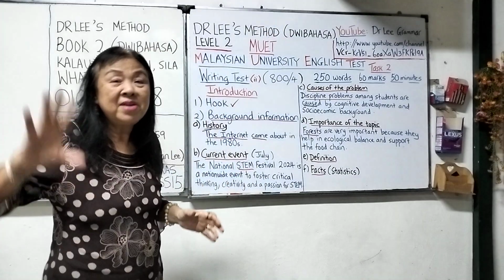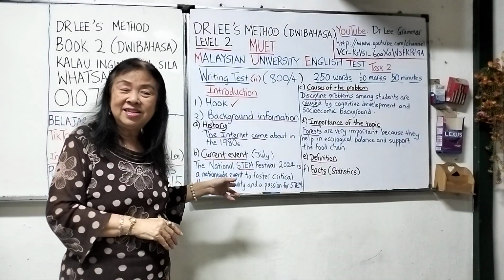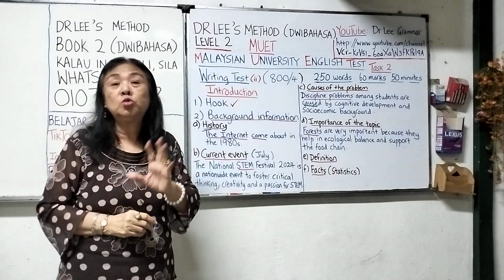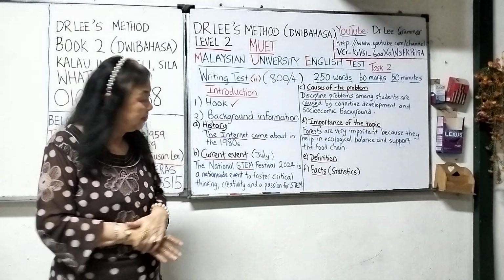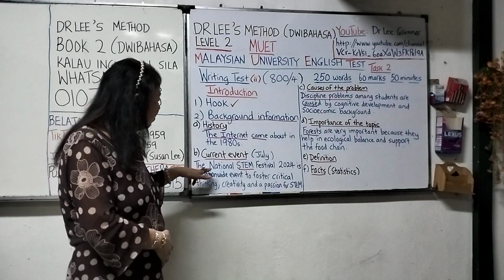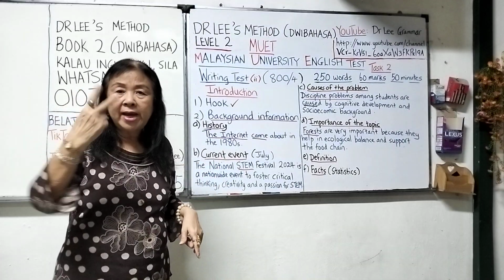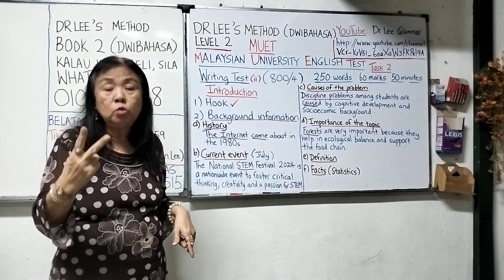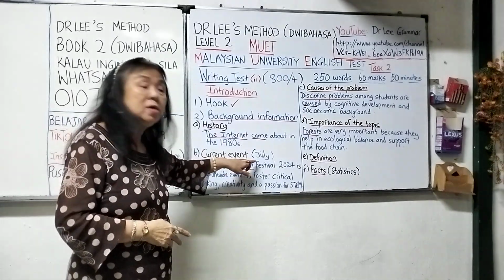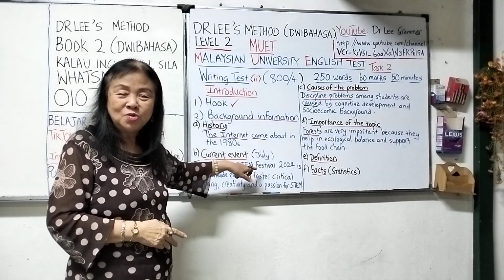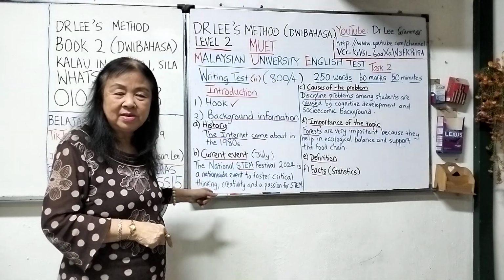So if you're writing like this, then you can take one current event to support your answer through background information. Now, here I've given you one. Today is the 2nd of July 2024. I tell you now this current issue: in July we are going to have this.